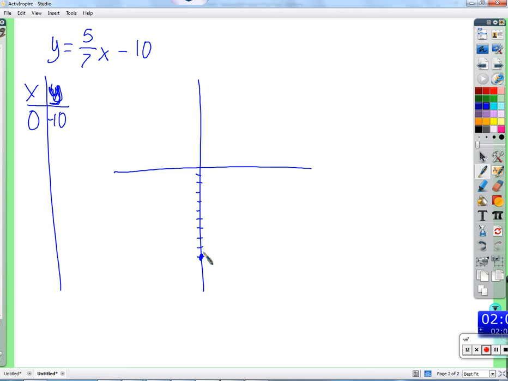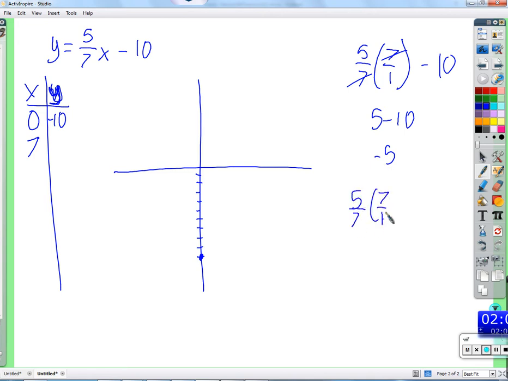What's the next easiest thing to plug in for x? 7. Very good. 7 is the easiest thing to plug in for x after that. Why is that? We can look at it a couple of different ways. Either we get the cross cancellation, so 5 minus 10, negative 5. Or by multiplying 5/7 by 7, or any multiple of 7, we make sure that when we multiply these fractions straight across, in the numerator we get a number that's divisible by 7. We're really saying the same thing. 7 is a factor, we made sure of it. So we put in 7, we got out negative 5.